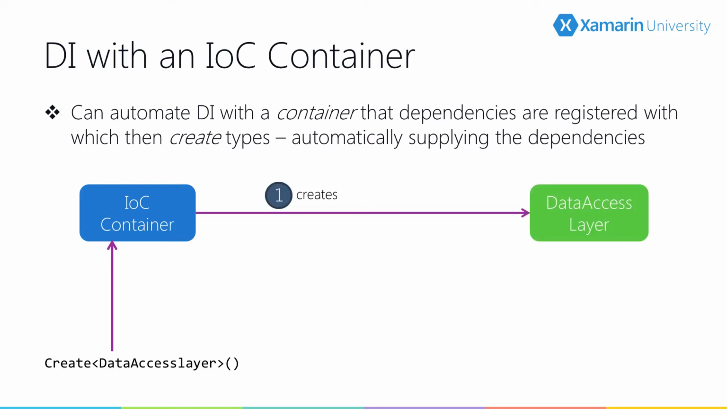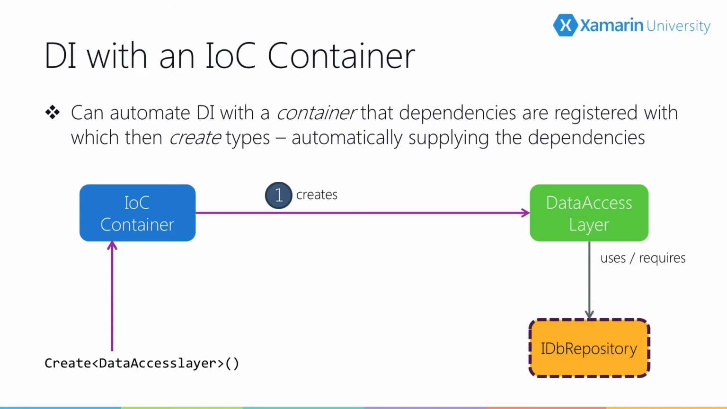It will try to do that. It's using reflection to do so. And it figures out that data access layer doesn't have a parameterless constructor, so it can't create that right ahead. Instead, it figures out that there's a constructor that has got a dependency on IDB repository. We just left out the alert service here to make the example a bit simpler.